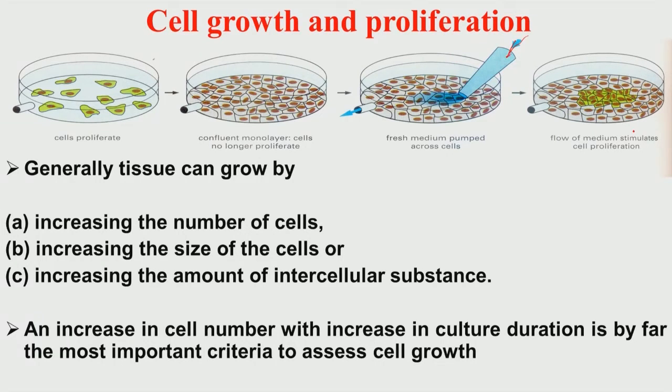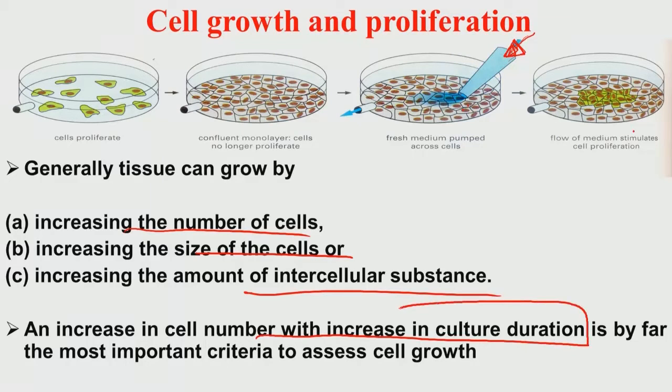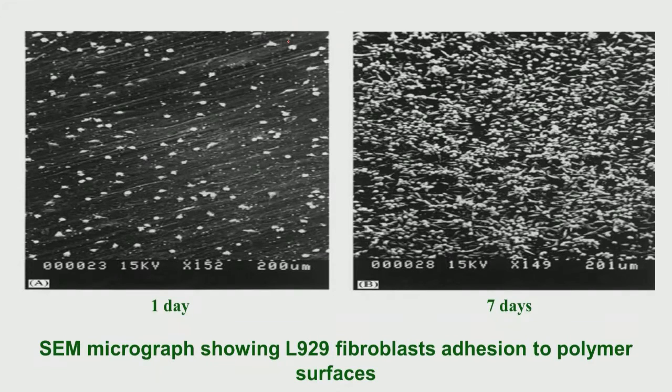So, if you give some media flow, it is not a static culture, it is a little bit more dynamic culture. If you give some flow, that means you are essentially giving some shear to the suspension culture, and therefore cell numbers also would increase. Tissue can grow by increasing the number of cells, or the size of the cells, or the intracellular substance. An increase in the cell number with increase in the culture duration is by far the most important criterion to quantify or to establish cell growth, which I have sufficiently explained in the last module.